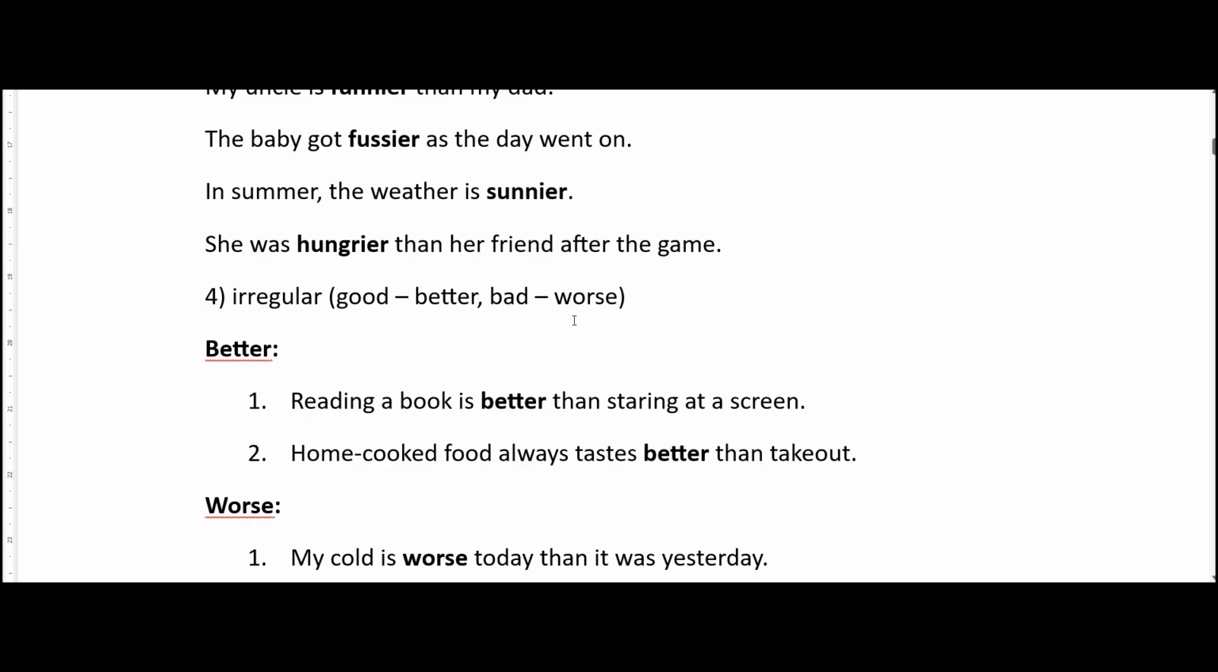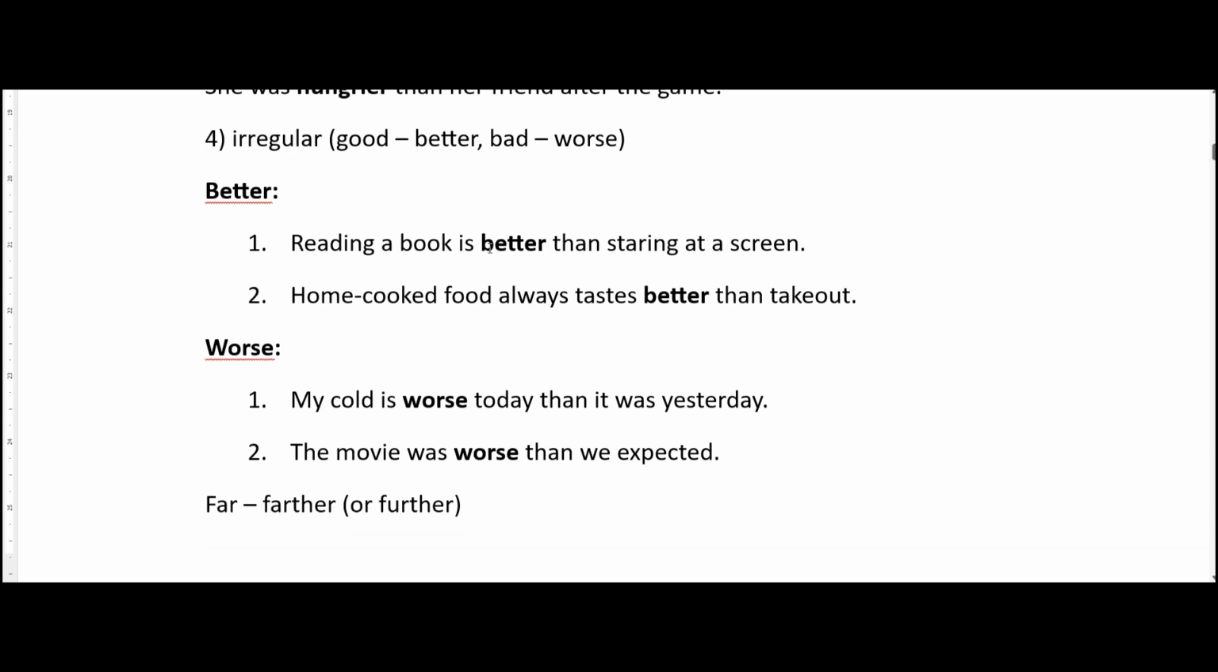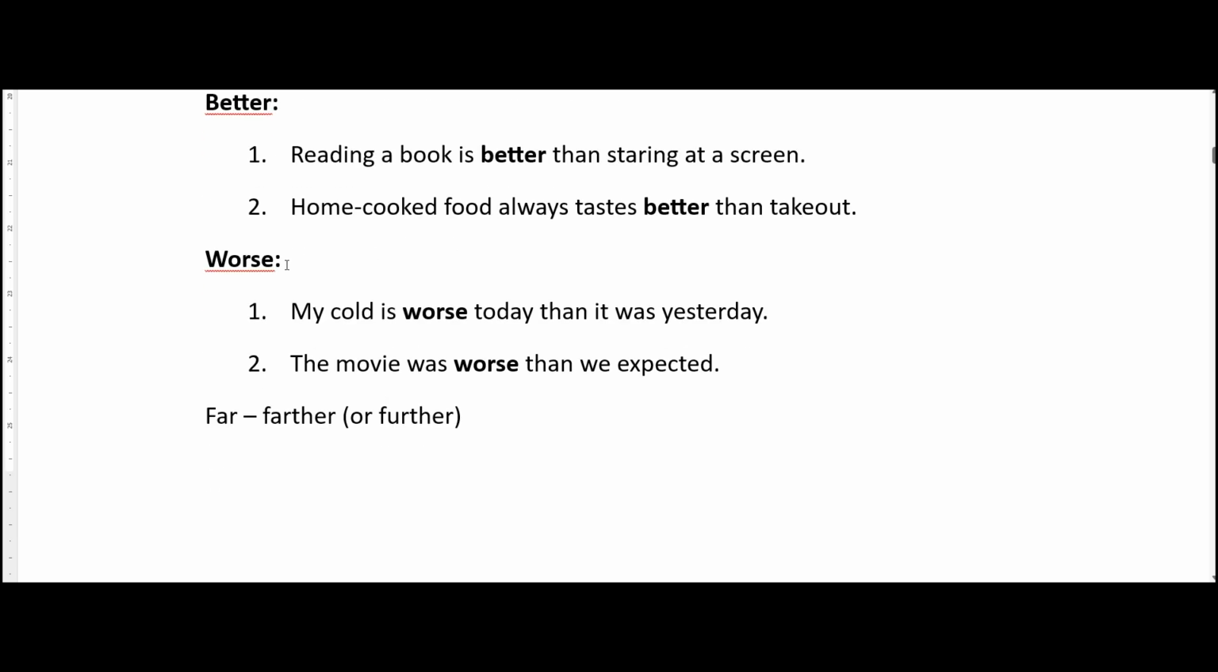Good, better, bad, worse. It is just to remember. Don't ask any extra questions. Just remember that the comparative form of good is better and the comparative form of bad is worse. Like reading a book is better than staring at the screen. Home-cooked food always tastes better than takeout. And worse, my cold is worse today than it was yesterday. And the movie was worse than we expected.